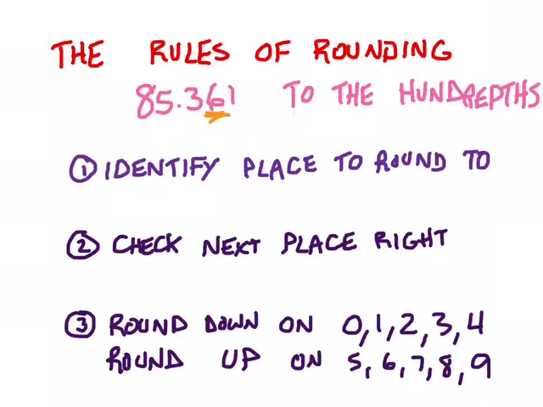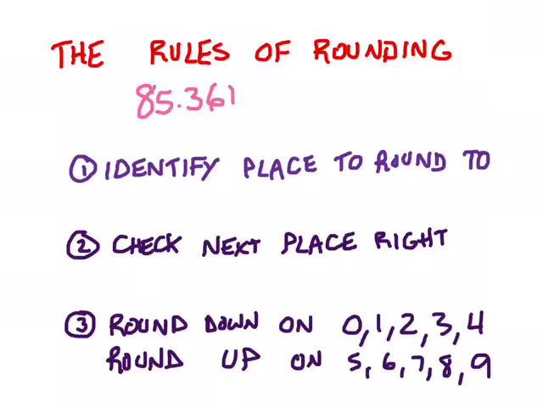Next, I'm going to check the place on the right. The place on the right is this 1 here. And I'm thinking, is this a round down or round up scenario? 0, 1, 2, 3, 4, well, it's a 1, so I'm going to be rounding it down. Again, that doesn't mean that I reduce the 6 to 5. I leave the 6 alone, and I just drop everything. So when it's rounded, it's going to end up looking like 85 and 36 hundredths. It just stays the same, dropping everything after the rounded place, because that's what rounding down is.